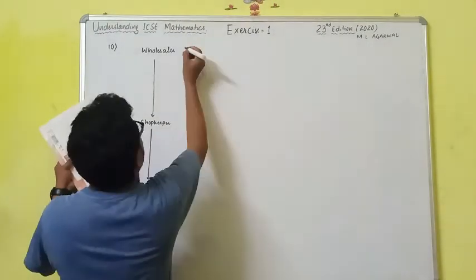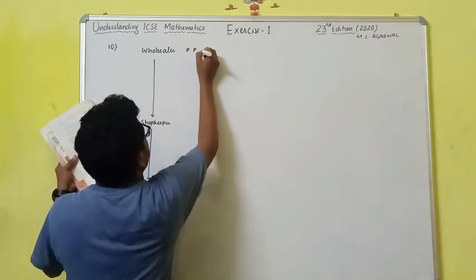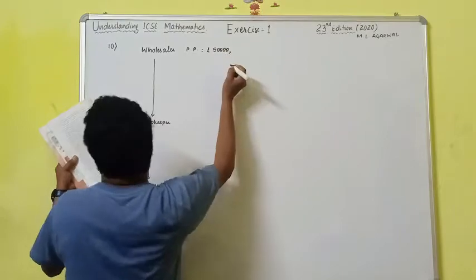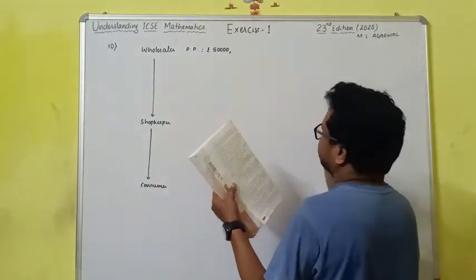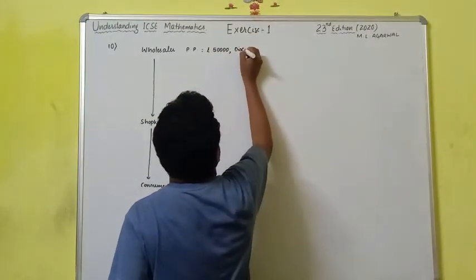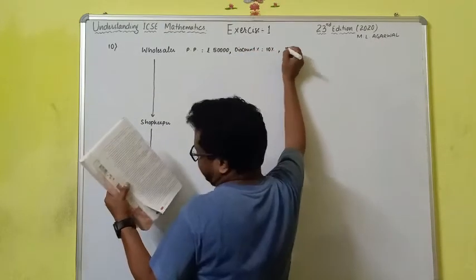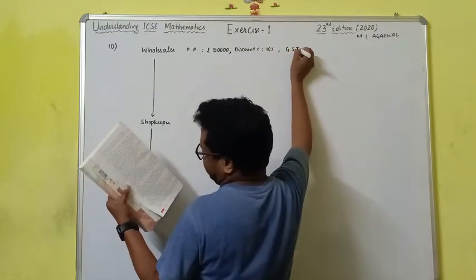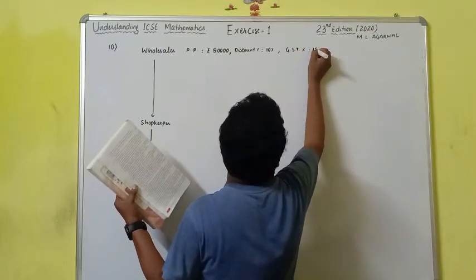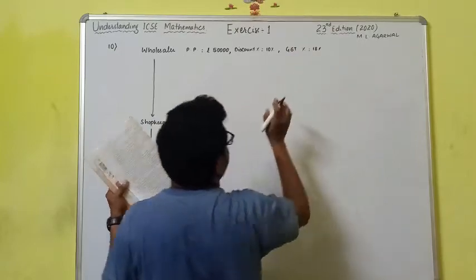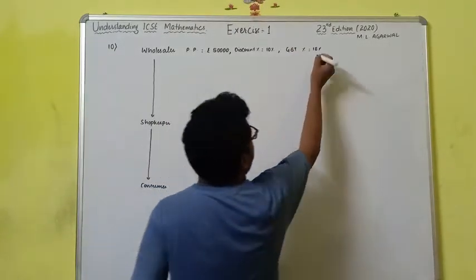Now see, the wholesaler's printed price, first let me write, printed price is equal to 50,000. The wholesaler is allowing a discount of 10%, so discount percentage is equal to 10%. And let me write the GST percentage. GST percentage is equal to 18%. You don't put a point here.